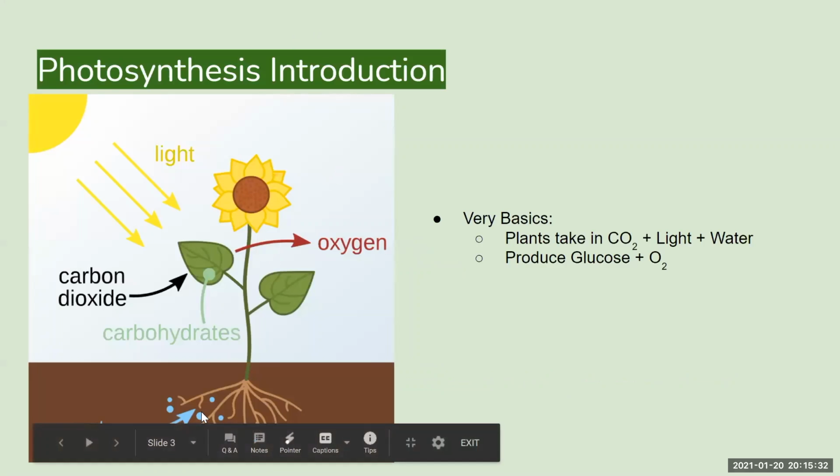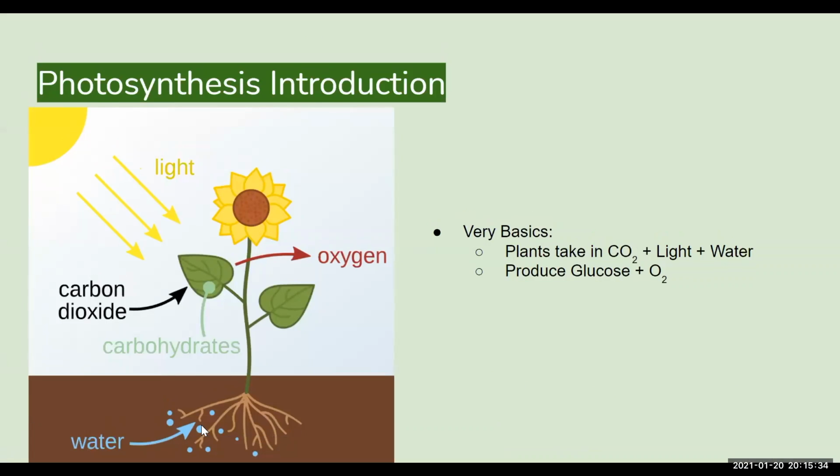Once again, my name is Riley. I'm going to talk to you guys real quickly about photosynthesis. So the very basics of photosynthesis, as you know, is that it's a process that plants use to produce energy and food. Very basically, plants take in carbon dioxide, light, and water to produce glucose and oxygen.